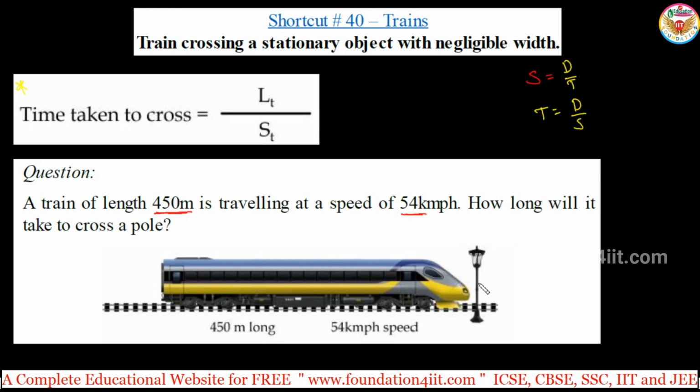One more thing: the length of the train is in meters but the speed is in kilometers per hour, so we should not substitute directly. To convert kilometers per hour to meters per second, just multiply by 5 divided by 18.